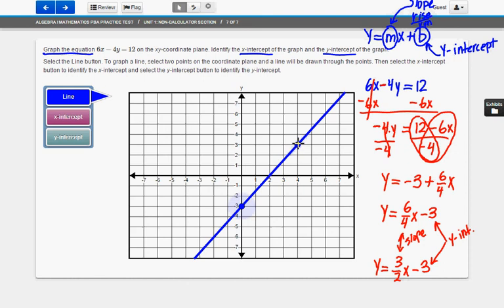Okay, the next thing we're going to click x-intercept. On the x-axis, this point right here at 2 on the x-axis, that is the x-intercept. And then select the y-intercept icon, and I'll make a gray dot at negative 3 on the y-axis. And so now I have graphed the line and identified the x-intercept at 2 on the x-axis, and the y-intercept is at negative 3 on the y-axis.